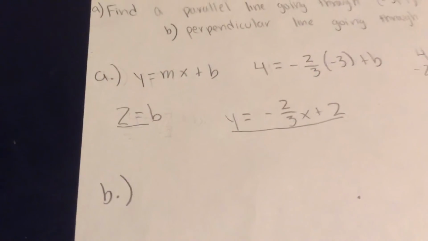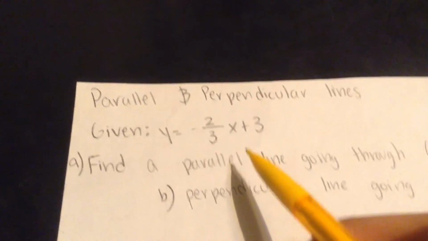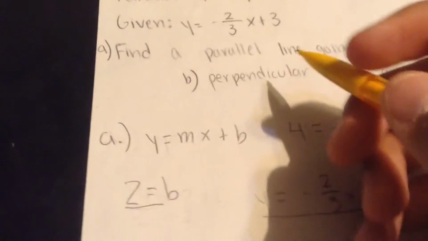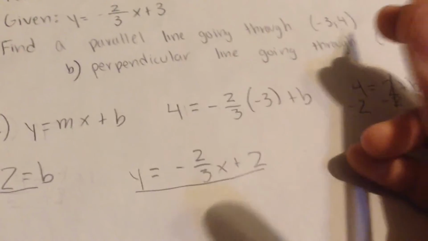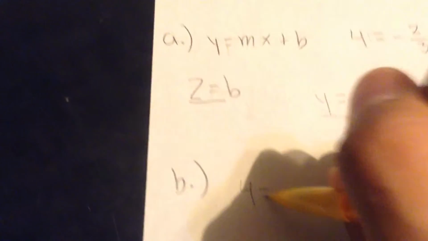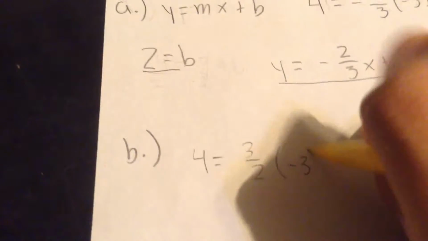And now we need to find part B, which is a perpendicular line. We know that when lines are perpendicular, the slopes are opposite reciprocals, which means that the opposite of negative 2/3 is positive 3/2. And we simply evaluate this coordinate into the equation y equals mx plus b. So it will give us 4 equals 3/2 times negative 3 plus b.